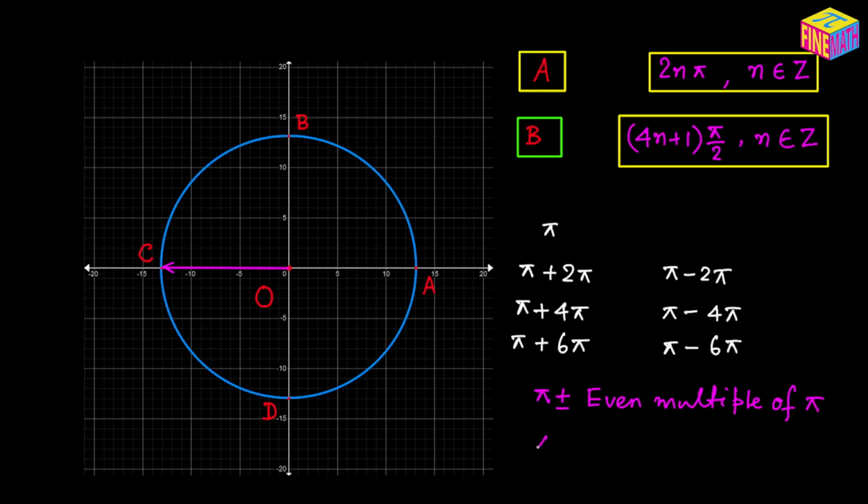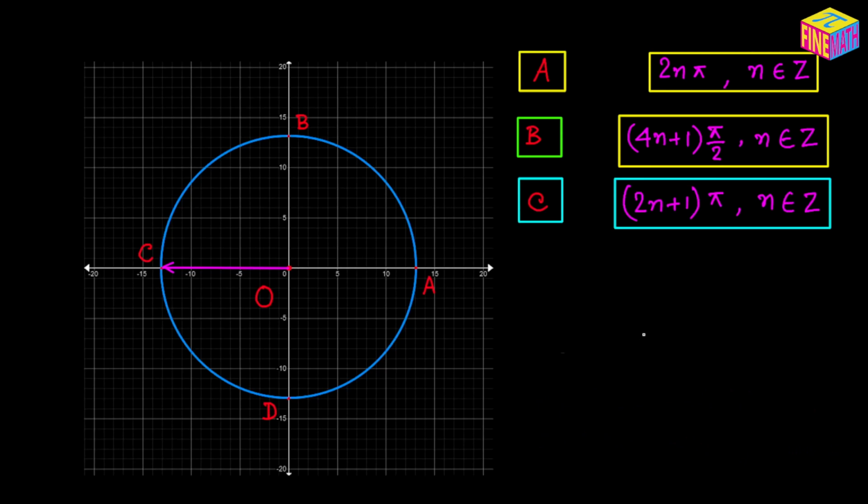We can say then pi plus 2n pi, where n can be any integer, can be positive integer, negative integer or 0, and that's going to look kind of like this: 2n plus 1 times pi, and n is an integer of course. So let me make the final note here. Next we are going to talk about the position D.